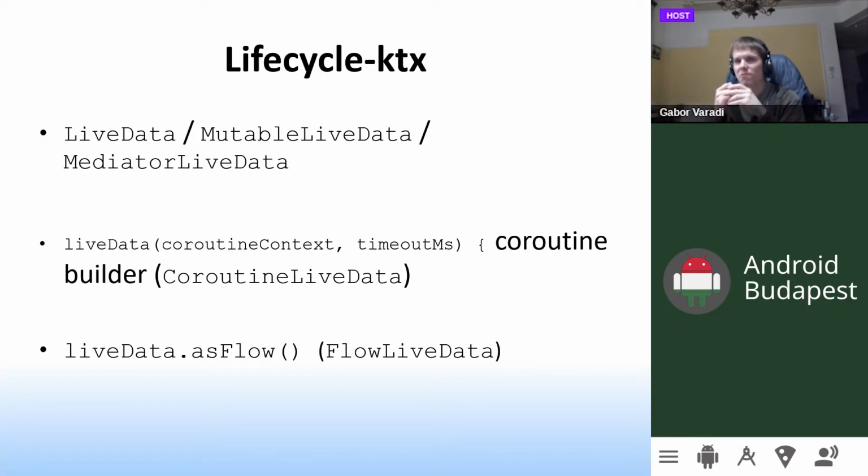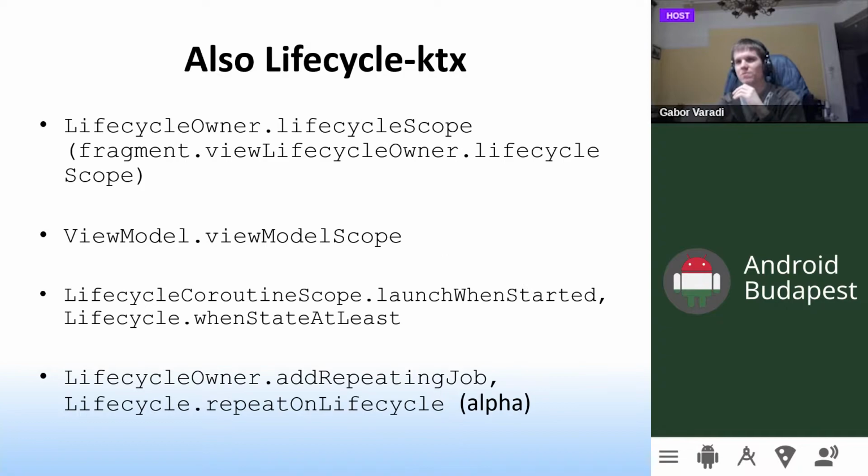What Google also provided is the live data coroutine builder, which allows you to create a live data in which the activation state, because live data has onActive and onInactive depending on whether it has at least one active observer or not. Well, the live data coroutine builder executes a job if there is at least one active observer, and it terminates the job after a given timeout if there isn't. And they also provide us with flow integration, which allows us to convert any live data into a flow.